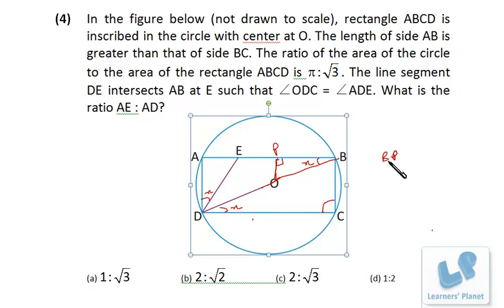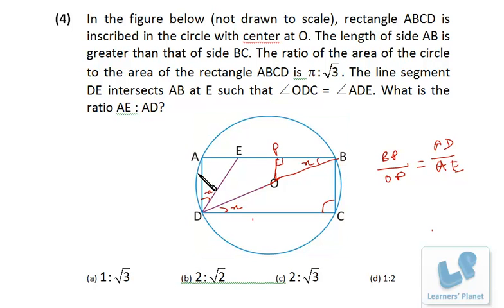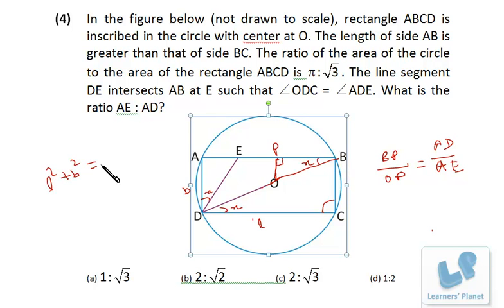That means BP by OP is equal to, the side opposite to x is OP. Here the side opposite to x is AE, that's AE, and the other leg is AD. Right? So BP by OP is equal to AD by AE. Now we assume the length and breadth of the rectangle is L and B, right? That means this is L and this is B. Now OB is the radius of the circle. That means BD is the diameter of the circle. So L square plus B square is equal to 4R square, right?